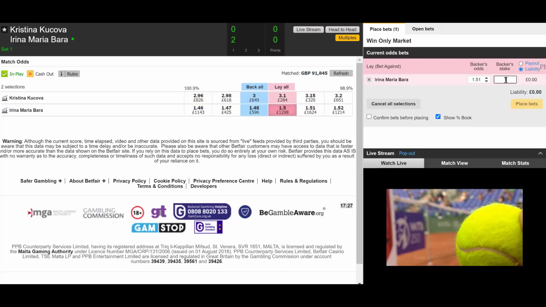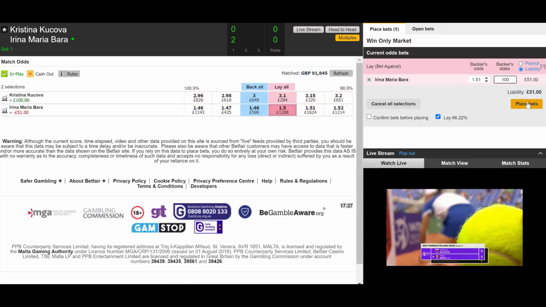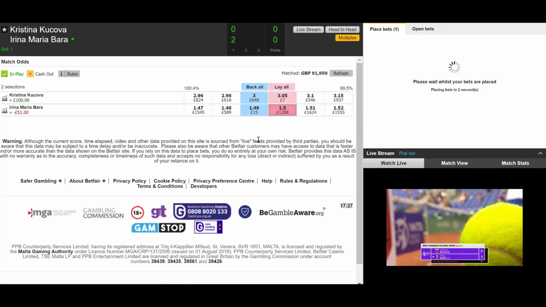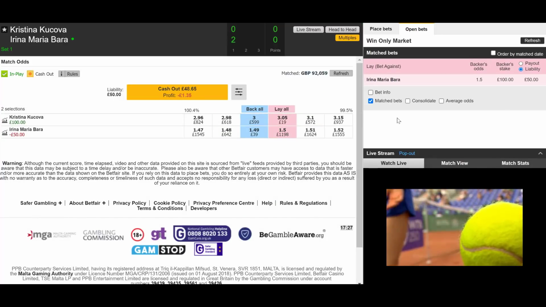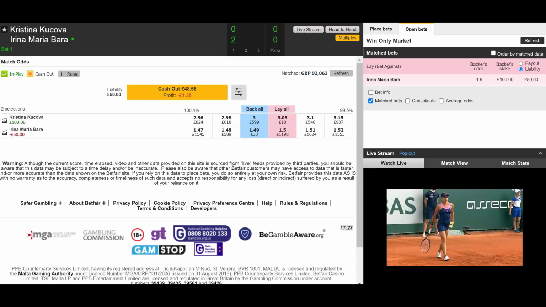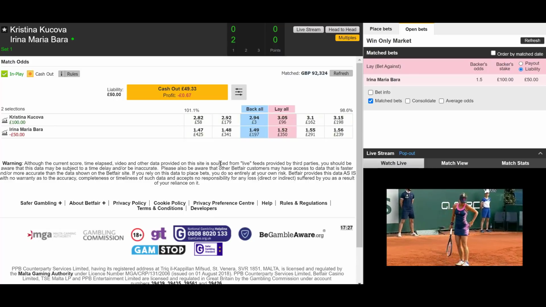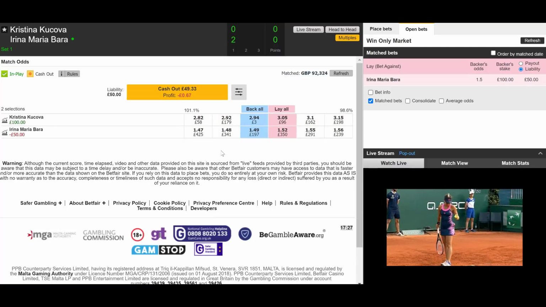So we're going to enter this trade laying Maria Barra, if that's how you pronounce it. £100 stake, so we're laying her here at 1.5. We've got this profile. This is going to be a tight match. There should be multiple breaks of serve from both players. So we're basically going to lay Maria here at 1.5.